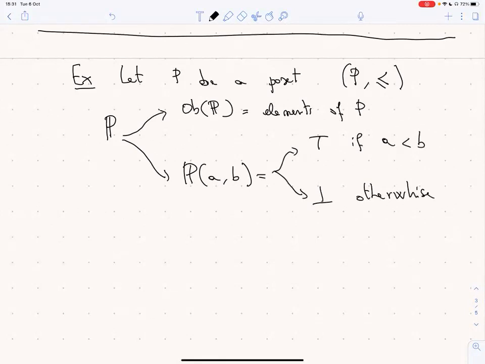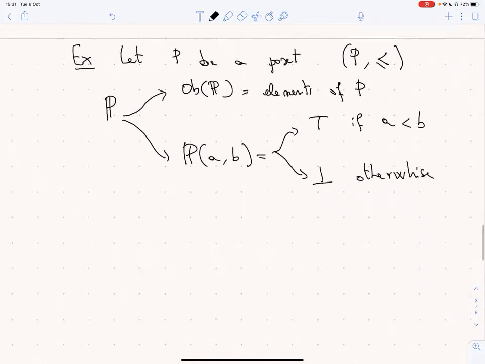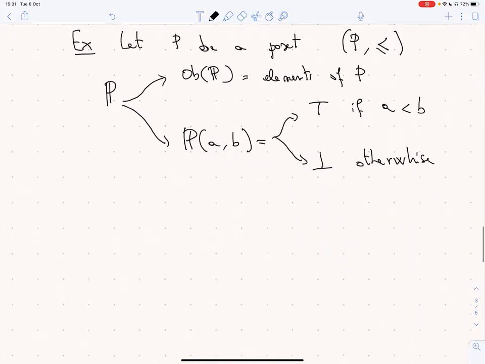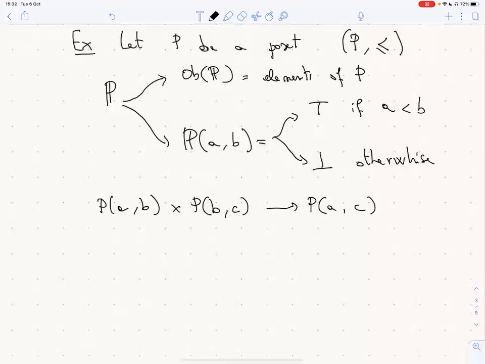Okay, so this is a definition. Technically both of them are sets. And now what's the point? The point is that I should define a composition law here, and the composition is more or less trivial. So let's say P_AB times P_BC into P_AC. Okay, and what's the idea here? It's very easy. I just define it by cases.